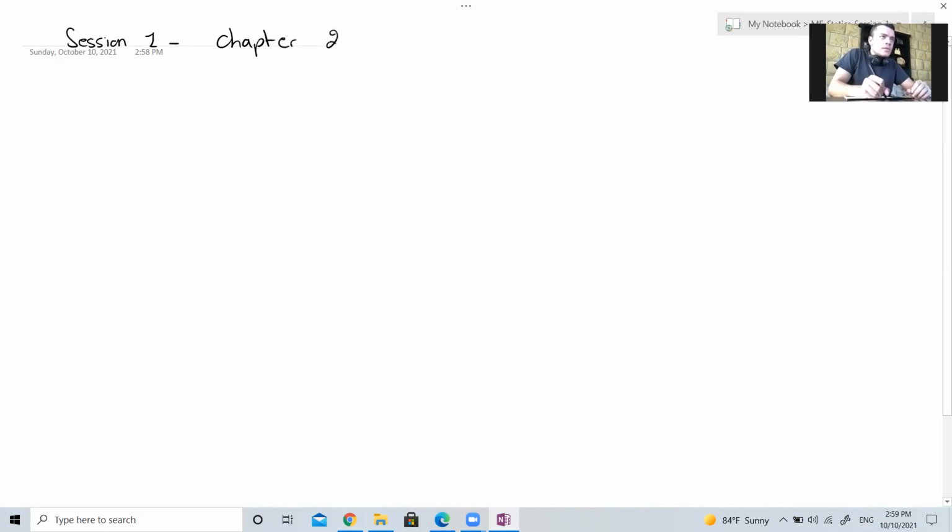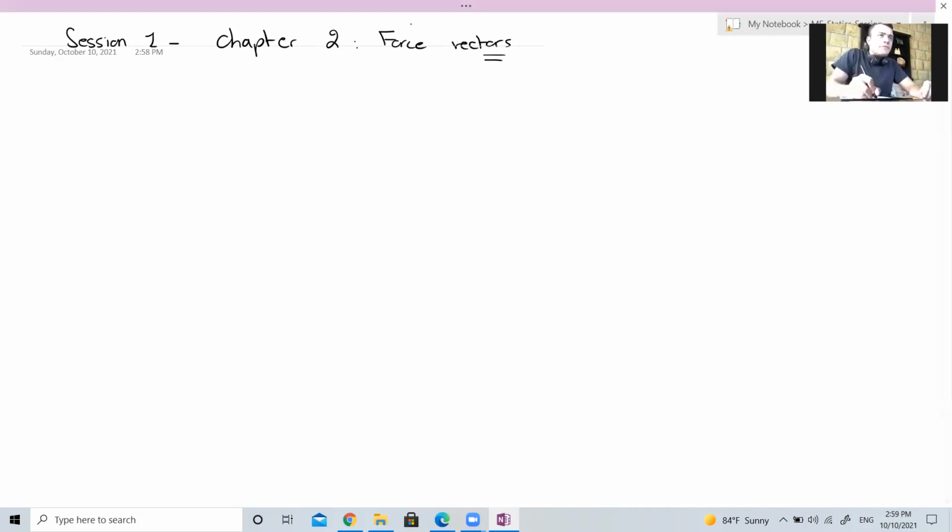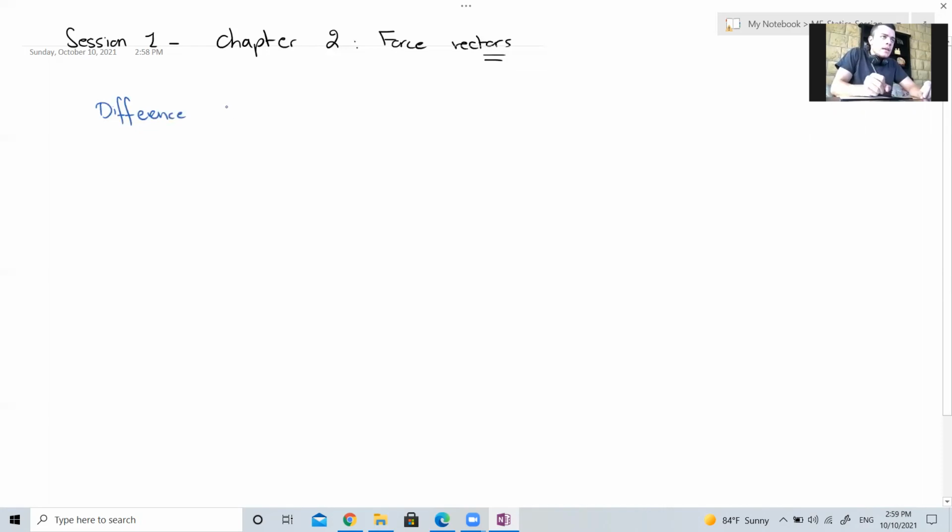Okay. So let us start with chapter 2, which is force vectors. We will see a lot of force vectors. The first thing that I want you to understand is the difference between a vector and a scalar.